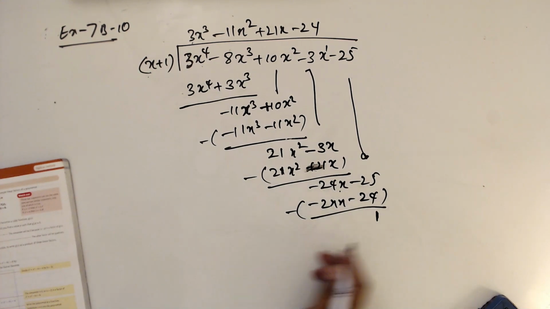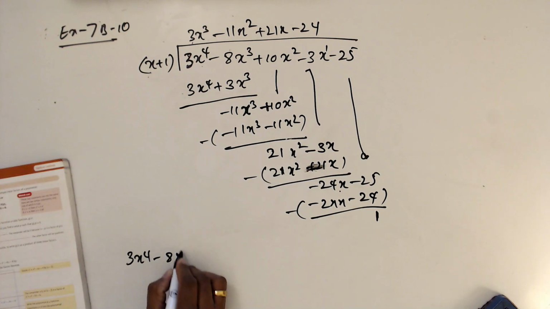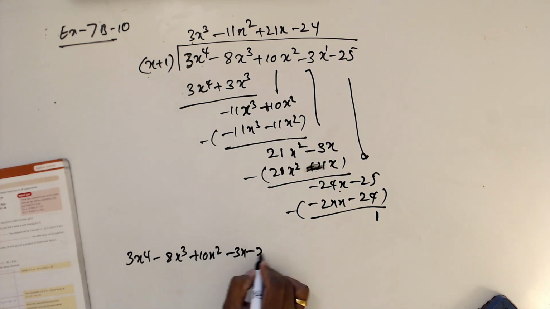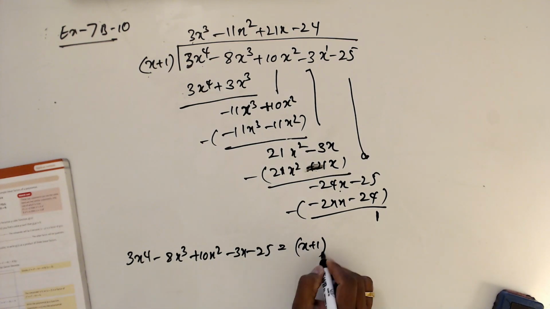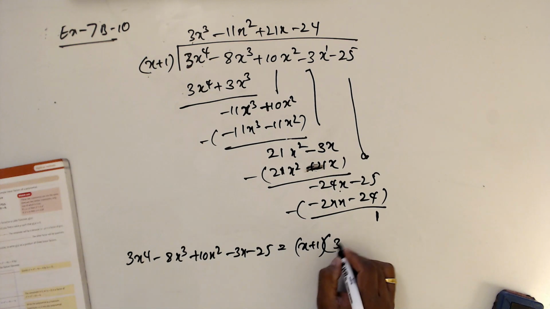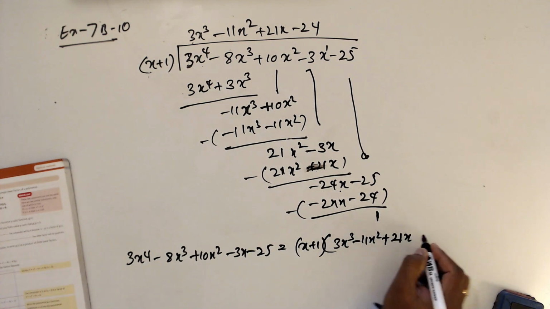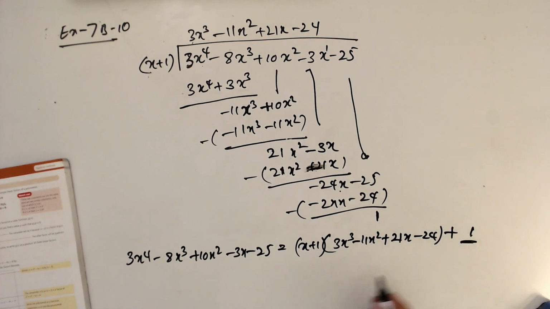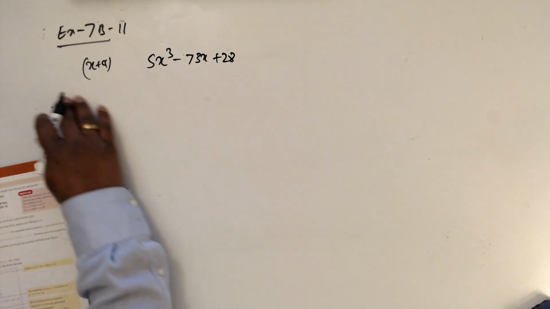has become 1, so 3x to the 4 plus 8x cubed plus 10x square minus 3x minus 25 equal divisor x plus 1 and quotient is 3x cubed minus 11x square plus 21x minus 24 and plus remainder is 1. Division, quotient and remainder. Question number 11.